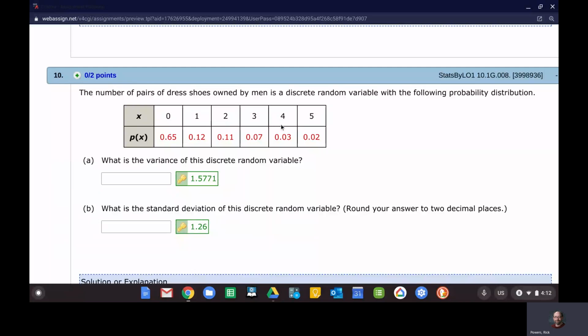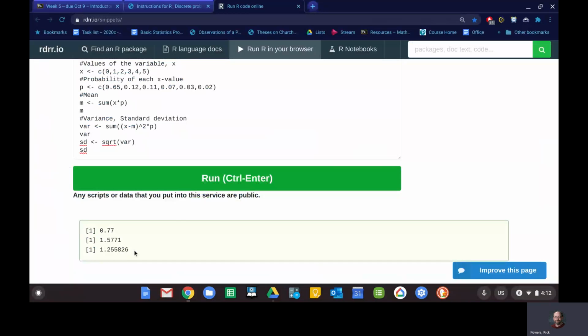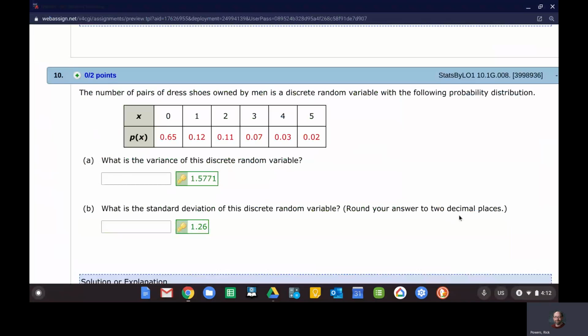And then we say, what's the variance and the standard deviation? Well, the variance is given to us here, and the standard deviation is given to us here. And we need to round off this answer to 2 decimal places, so that's good.